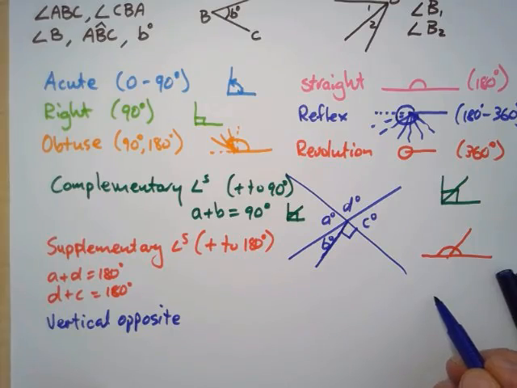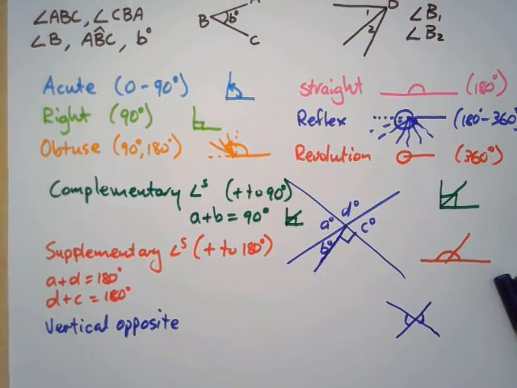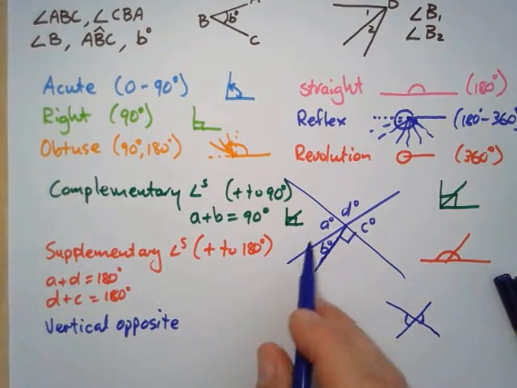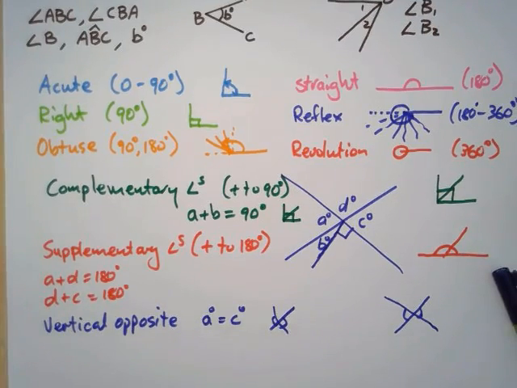How do I indicate vertical opposite angles? The code, the sign that we're going to use for that, looks like this. That's the Angry Bird code. So vertical opposite looks like this. And if I look at my sketch, I can say A equals C. What is the reason for saying that?